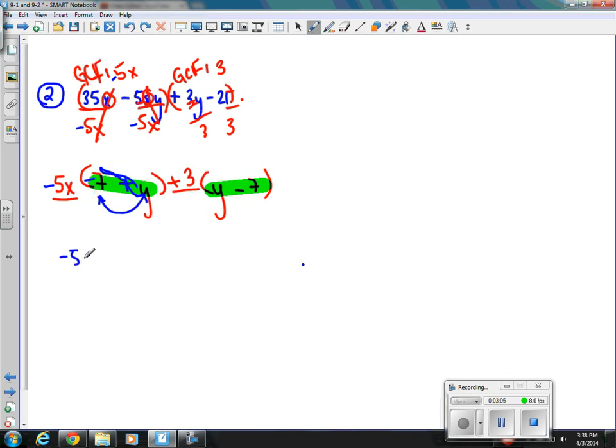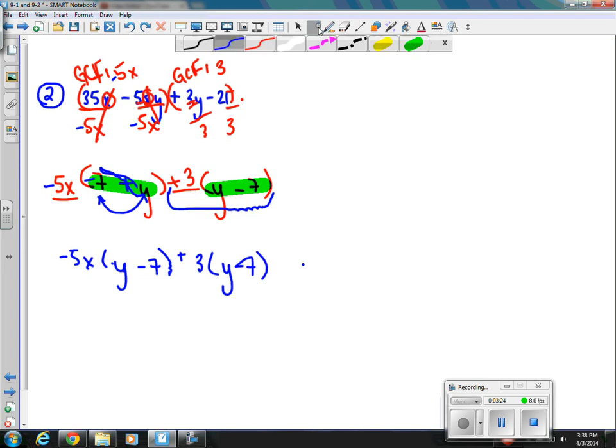So drop down my negative 5x and say y is now in front, so y minus 7. And then just drop down this whole part as is. So plus, let's try that again, plus 3 times y minus 7. Now we double check. Our parentheses are the same, y minus 7 and y minus 7.